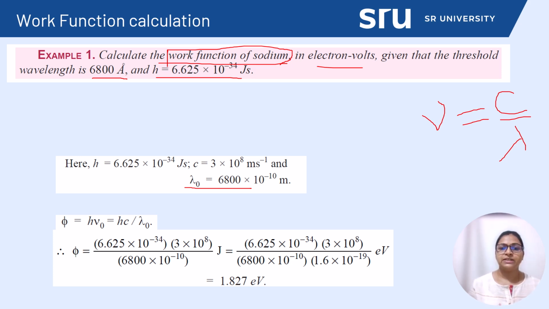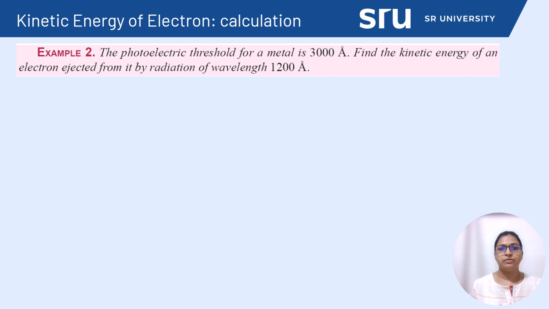So for the case of sodium, if the wavelength is 6800, we get a work function of 1.827 electron volt.